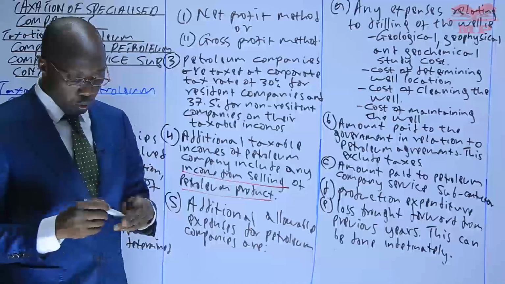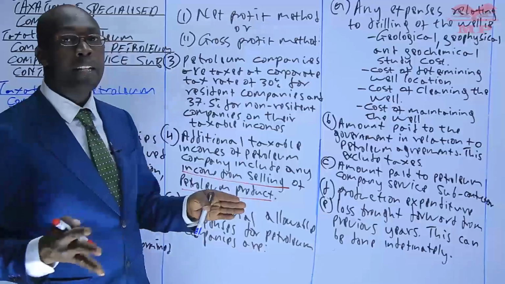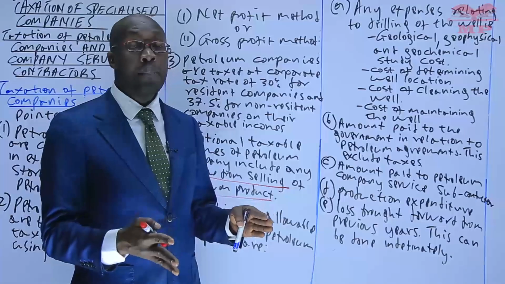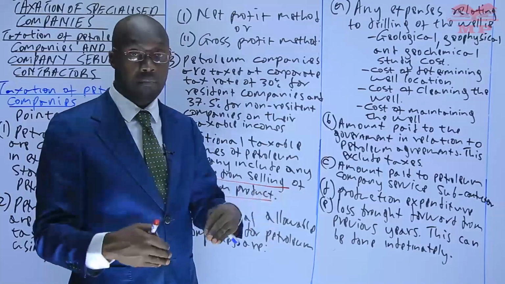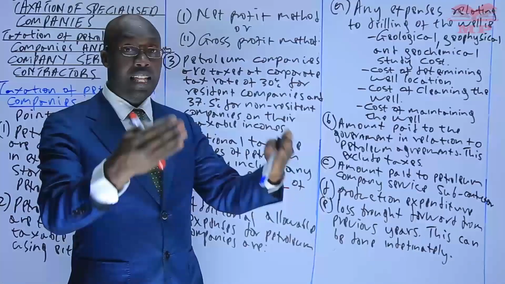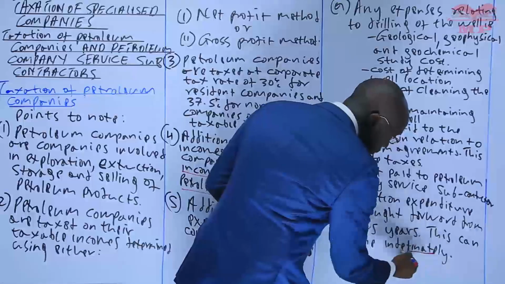that is loss brought forward from the previous years. If a petroleum company made a loss in one year, this is pushed to the next year. And then next year, before you tax that profit, deduct that loss from last year. If you're not able to make profit in that year, carry it forward to the third year, to the fourth year. And that is done indefinitely.